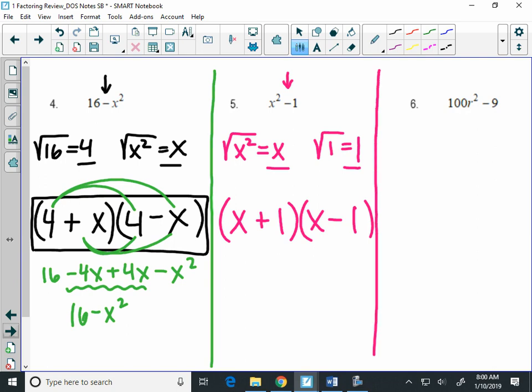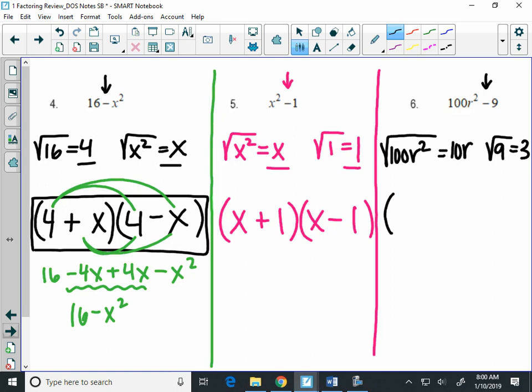Right, number 6, 100r squared minus 9. Look for a GCF first. 100 and 9 don't have anything in common. I do have a minus sign in the middle of the two terms, so I can factor by difference of squares. So I'll try. Square root of 100r squared is 10r, and the square root of 9 is 3.